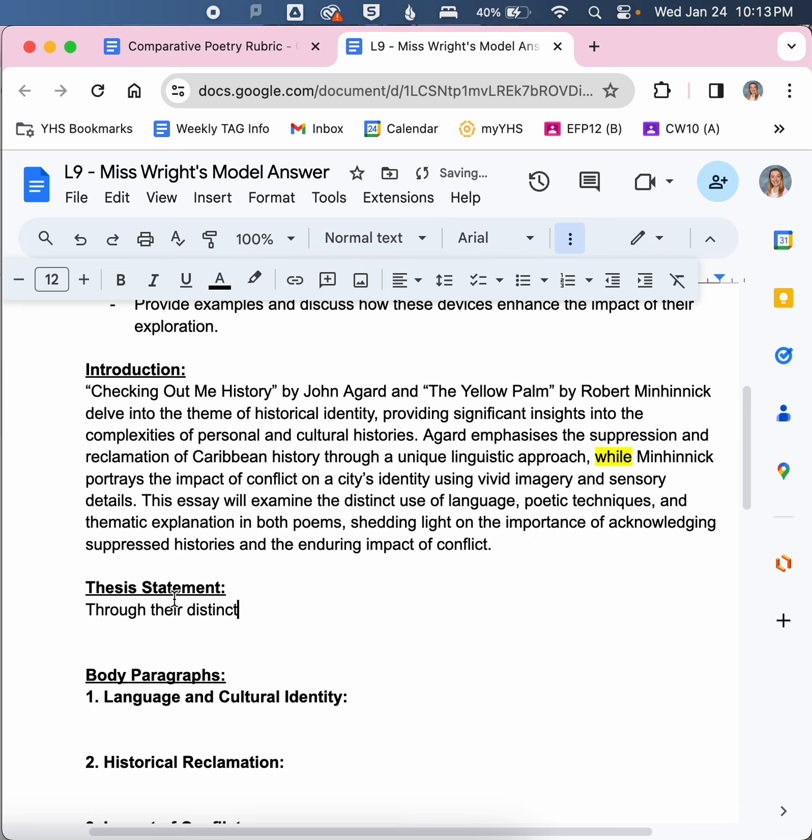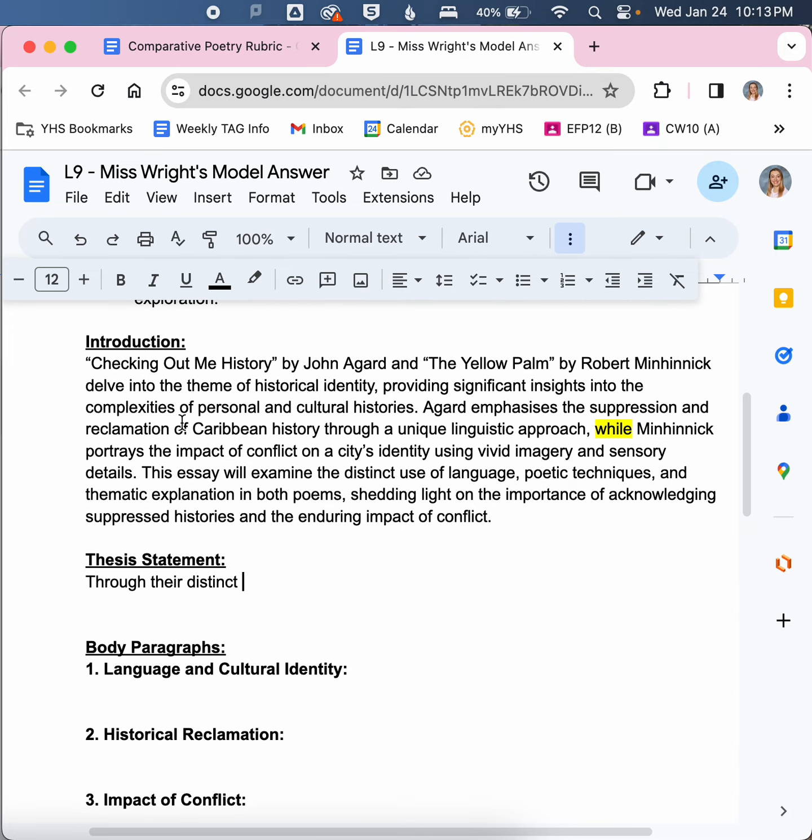I'm now going to move on. Sorry, I just started typing. I'm now going to move on to my thesis statement. So this is slightly more direct as well. You can put these two things together. These don't have to be separate, but I just wanted to make the step-by-step super easy for you to follow.